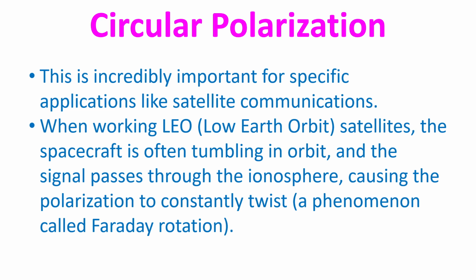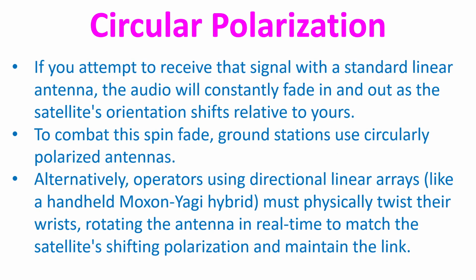When working LEO, or low Earth orbit satellites, the spacecraft is often tumbling in orbit and the signal passes through the ionosphere, causing the polarization to constantly twist, a phenomenon called Faraday rotation. If you attempt to receive that signal with a standard linear antenna, the audio will constantly fade in and out as the satellite's orientation shifts relative to yours.